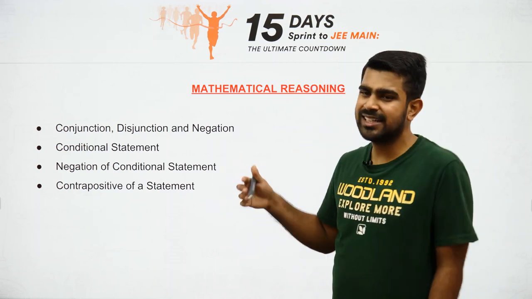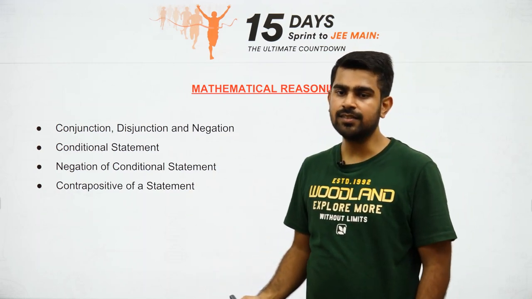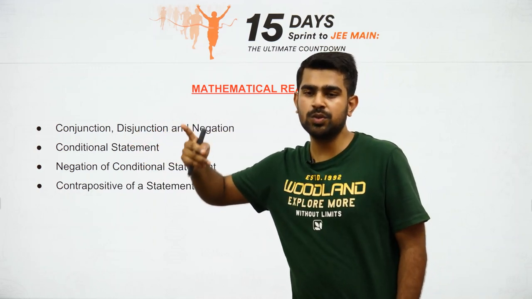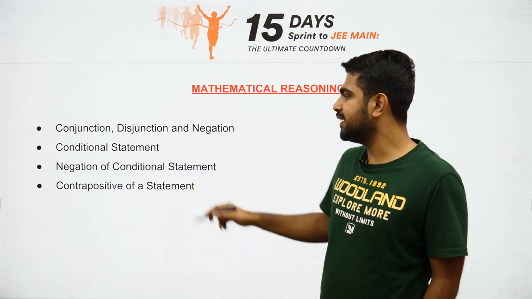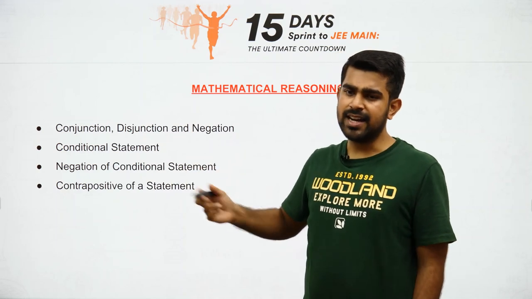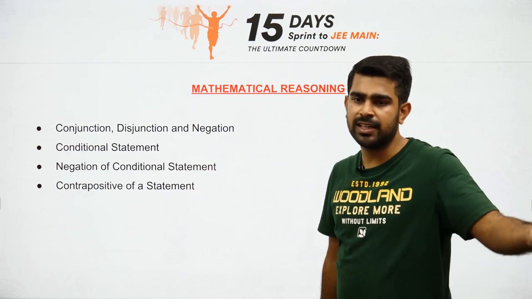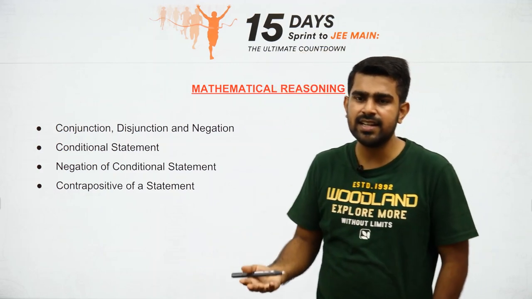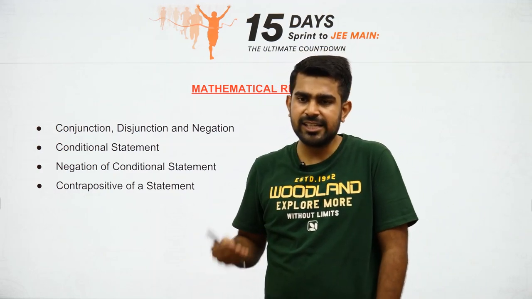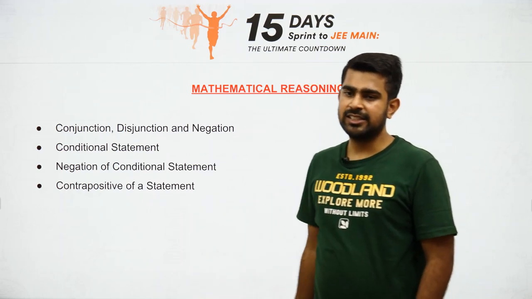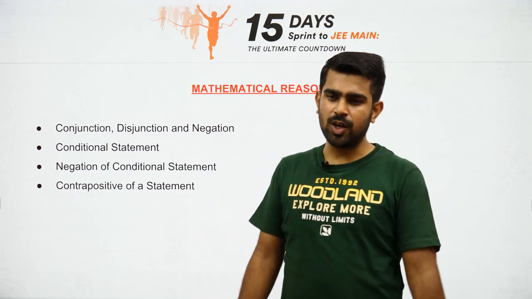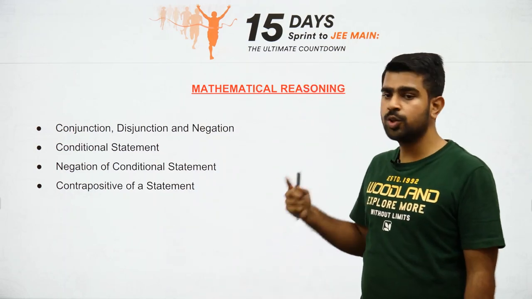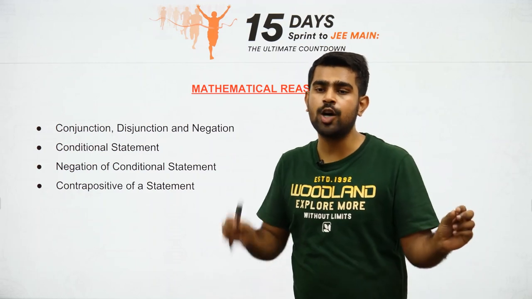And negation. Negation is simple. I'm sure no one will go wrong there. But conjunction and disjunction is usually where people tend to misunderstand. And then what is conditional statement? Everyone knows what is conditional statement because we all study computer science, right? Most of you must be studying computer science, and we study something called conditional statement in computer science. So I'm sure most of you might be knowing it already, but you have to know the interpretation of it in terms of and or statements.